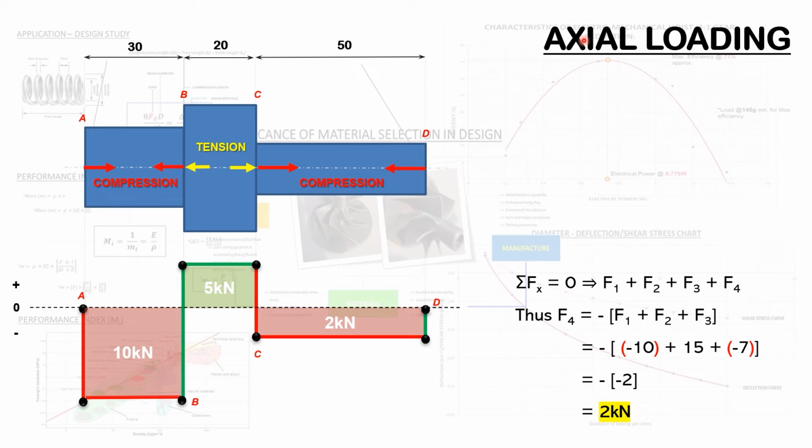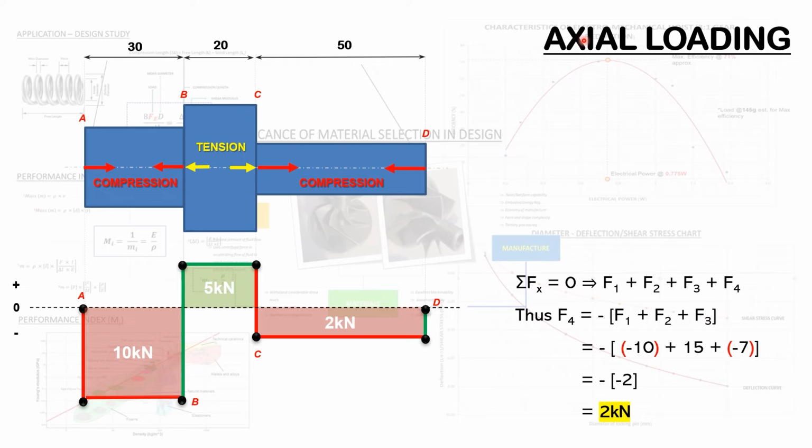So again, we can use the concept of the equations of equilibrium to prove that. So the sum of the forces in X, we are going to assume, will equate to 0. Thus, F1 plus F2 plus F3 plus F4 should all sum up to give us 0. Thus, making F4 the subject of this relationship, this would give us minus into bracket F1 plus F2 plus F3. Okay.